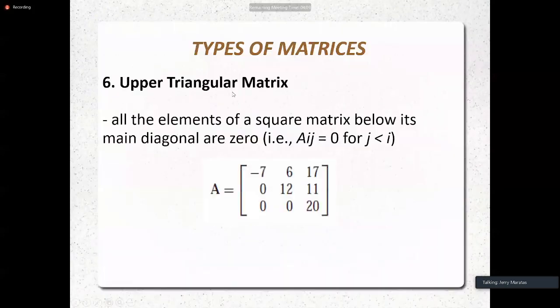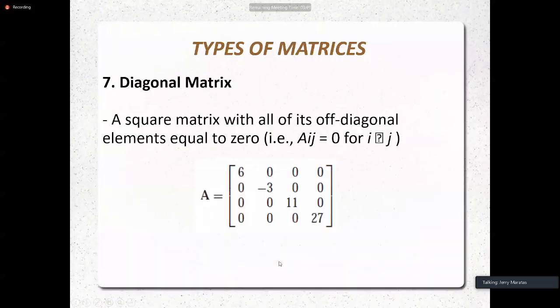Then we have the upper triangular matrix. This time, the elements below its main diagonal are all zeros. So, okay, this one is the main diagonal. This one again is another type of square matrix.